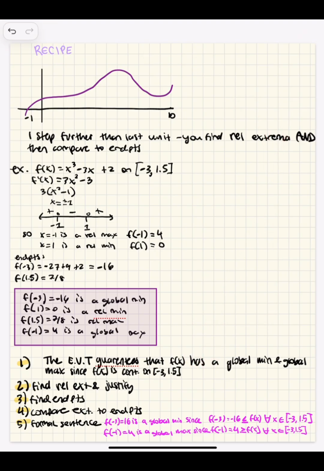So the big idea of this unit, which I would say is really important, is that this is only one step further than the last unit. In the last unit we learned to find relative extrema, and now we're just using those relative extrema and simply adding on something else, which is that we're going to compare them to the endpoints so that we can find the global ones too.